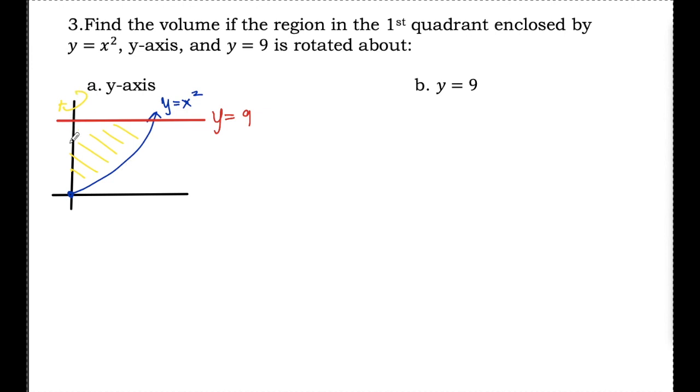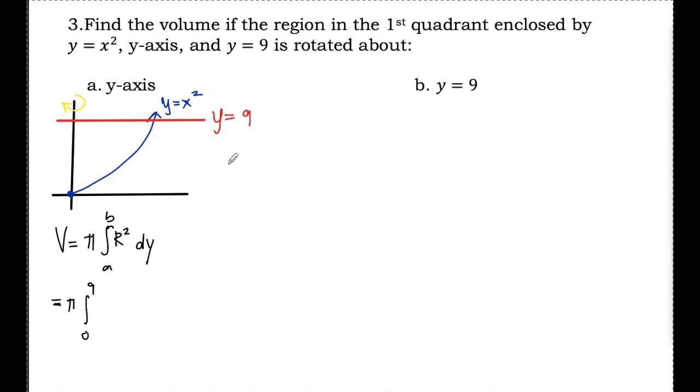So since my axis of rotation is vertical, I have to integrate with respect to y. Capital R will be written in terms of y, and my bounds will be y values. My bounds have to be the lowest y value of the bounded region to the highest y value of my bounded region. So in this case, that will be pi times the integral from 0 to 9.